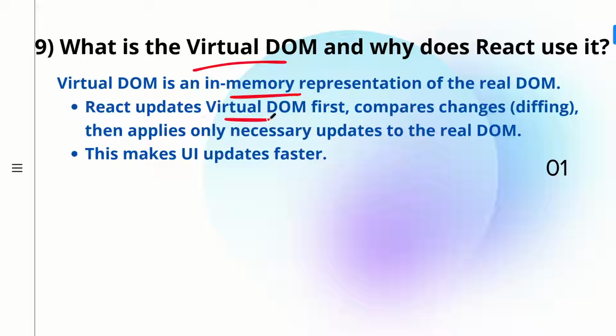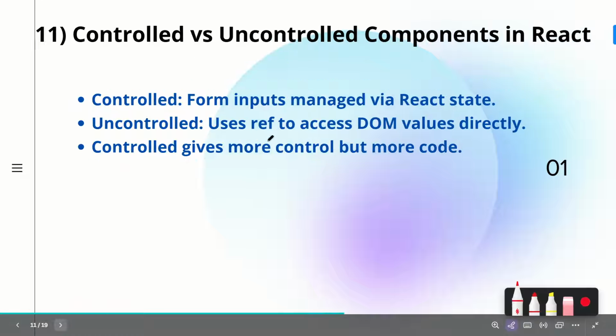So for that reason, React updates everything in the virtual DOM first, and it does a comparison between the new DOM with the updated values and the old DOM. If there are any changes, that is detected by the diffing algorithm. Then it applies only the necessary updates to the real DOM. So the entire DOM will not be built again, only the necessary changes will be made in the real DOM. This is how React uses the virtual DOM. It makes use of the diffing algorithm to compare the changes, and it makes our UI updates faster. This is about the virtual DOM. Let's see the next question.